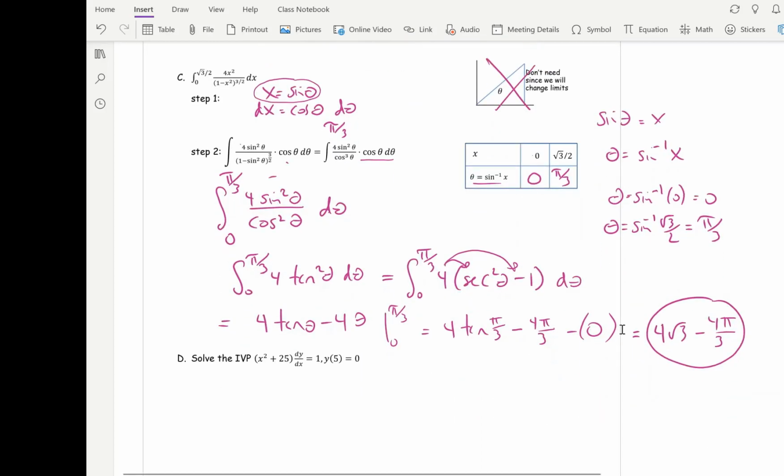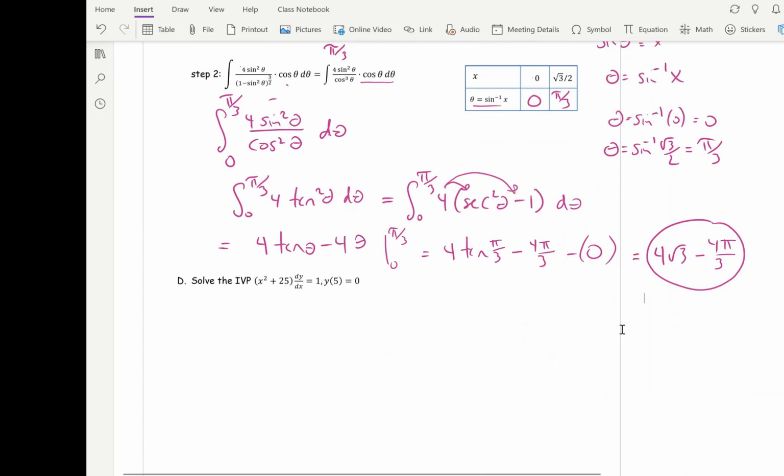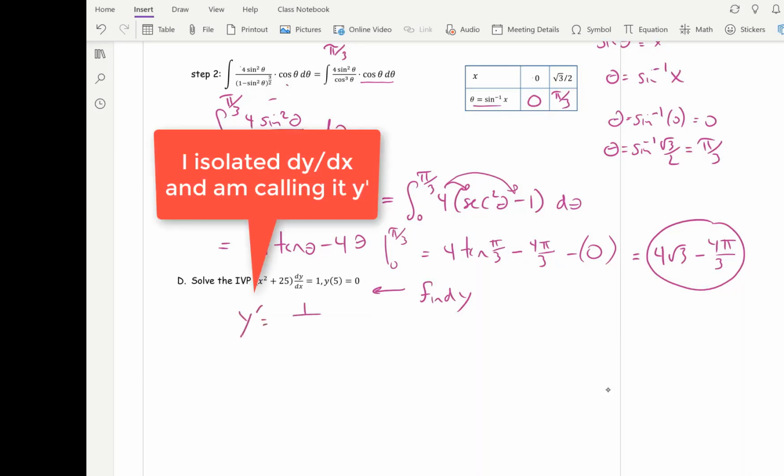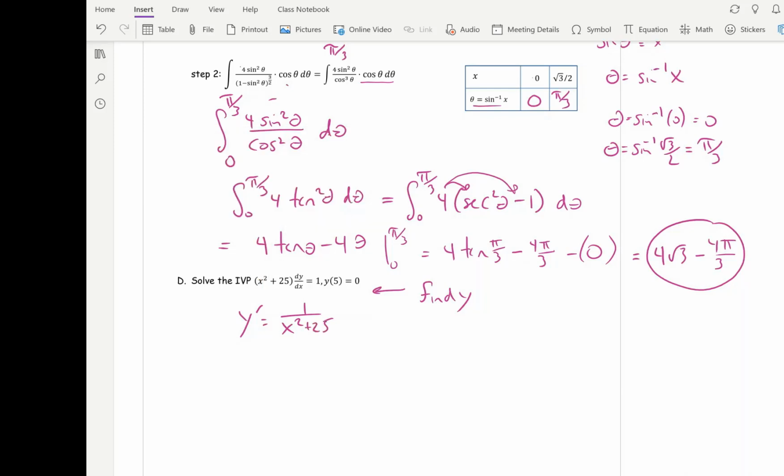Okay, one more problem, and it's fairly short. Solve the IVP. IVP stands for initial value problem, and so this means find y. And we're given y prime is 1 over x squared plus 25. So we're given the derivative, we have to find y. So when you're given a derivative and you want to get the function back, what you do is anti-differentiate. So y is the integral of 1 over x squared plus 25.